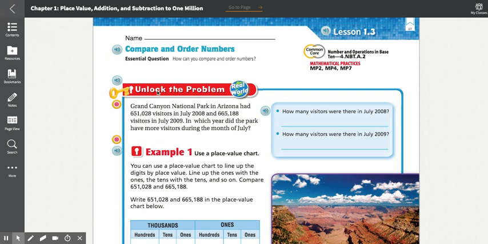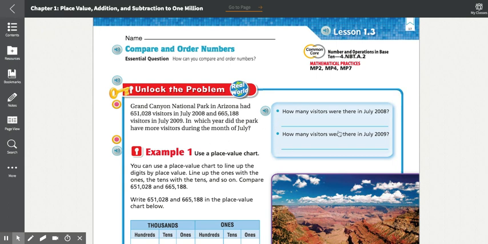Let's unlock the problem. Grand Canyon National Park in Arizona had 651,028 visitors in July 2008 and 665,188 visitors in July 2009. In which year did the park have more visitors during the month of July?